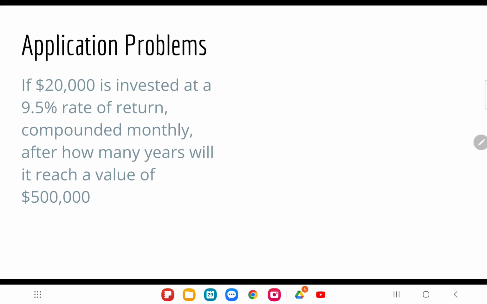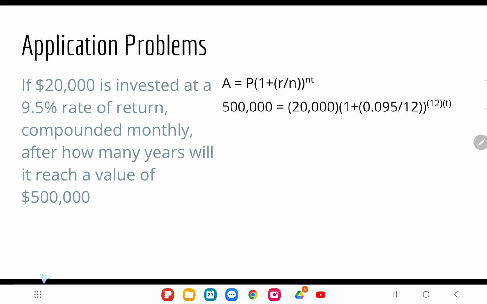In this application problem, we have $20,000 invested at a 9.5% rate of return compounded monthly, and after how many years will it reach a value of $500,000? So because I see that this has been compounded monthly, it's really important to use the compound interest formula. I've written this down here. A is equal to P times the quantity 1 plus r over n to the nt.